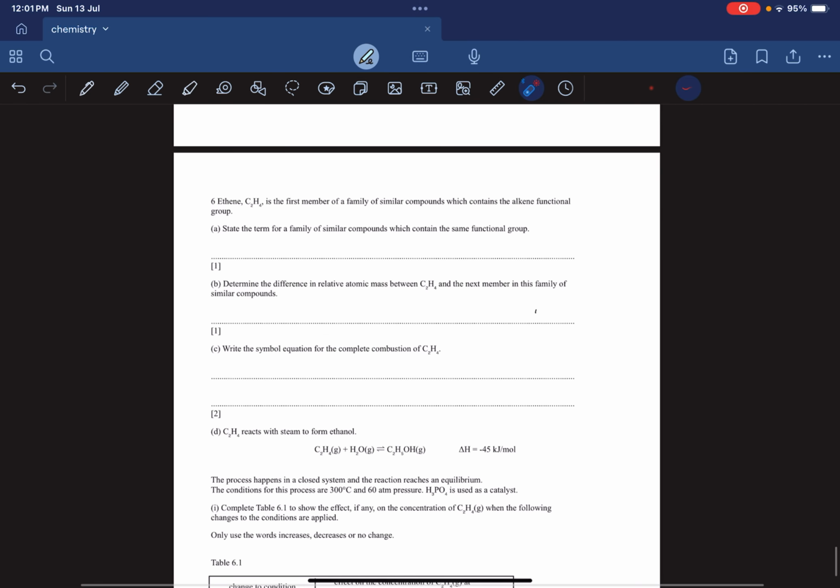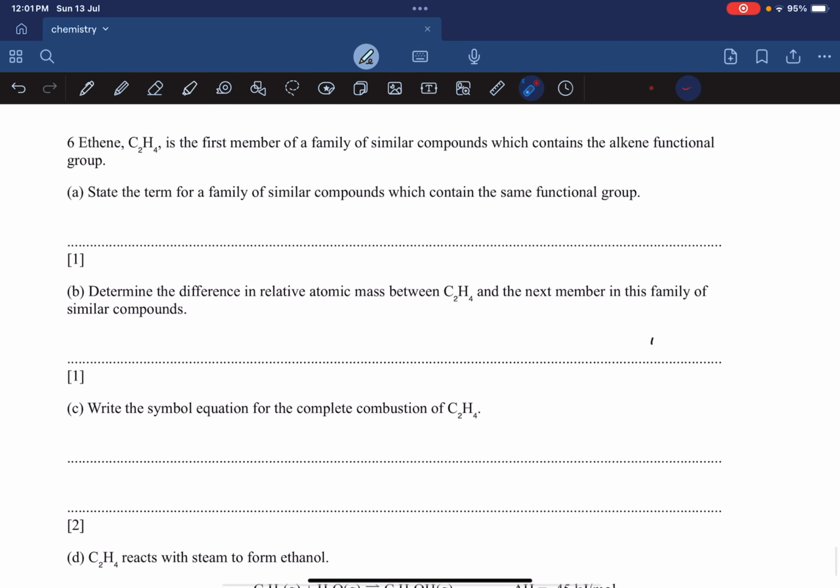Okay, so question number 6, which says ethene C2H4 is the first member of a family of similar compounds which contain the alkene functional group. State the term for the family of similar compounds which contain the same functional group. Similar compounds which have the same functional group: homologous series or homologous compounds, you can call them.